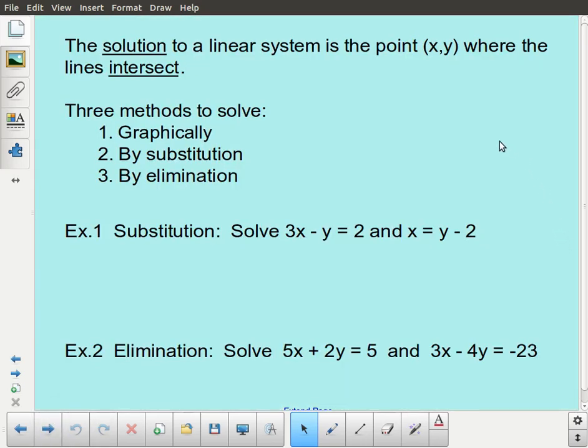First of all, the idea of solving a system of equations. When we solve, we're trying to find a point where the lines intersect each other. I'm not going to be looking at graphical solutions. Graphical solutions go all the way back to grade 9, and they're the most intuitive. If you've got a nice graph, you see where the two lines cross. But we are going to be looking at solving by substitution, solving by elimination.